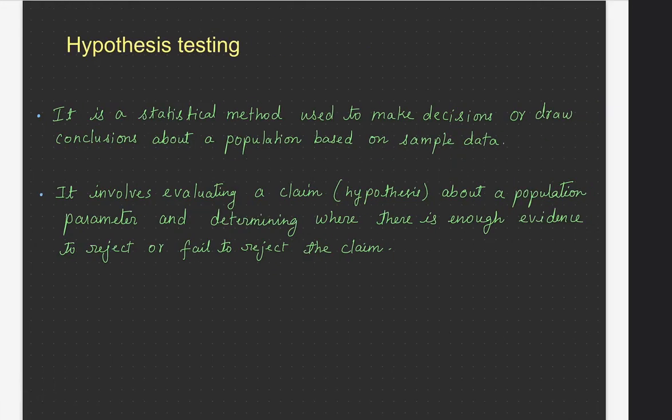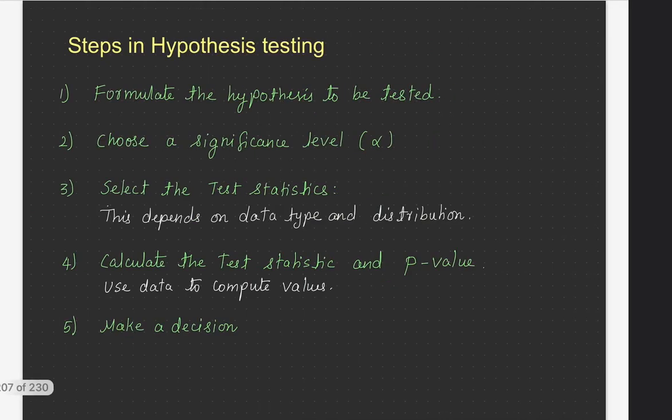Next, let's see what exactly we mean by hypothesis testing and how we do it. We discuss that in the next step. It is a statistical method used to make decisions or draw conclusions about the population parameter from the sample data. Now, how do we do this? Once we formulate this hypothesis, we make use of sample data and we need to draw a conclusion from that whether to reject this hypothesis or not to reject this hypothesis. And for that, we need to know the steps involved in hypothesis testing.